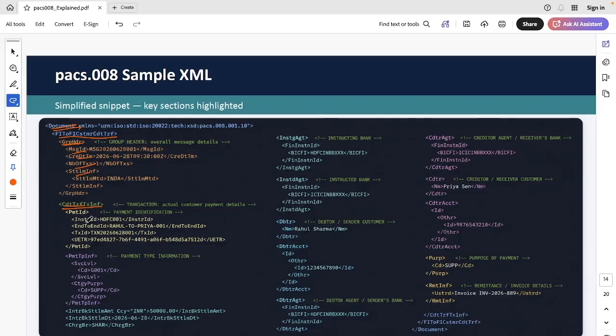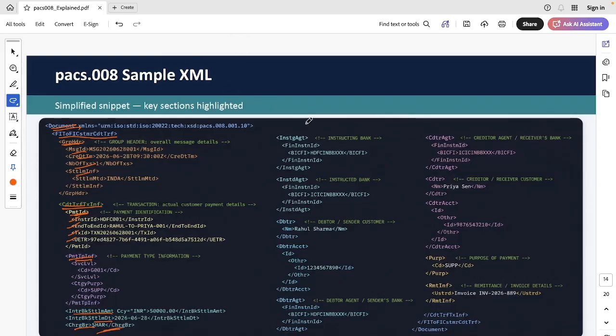Inside this, the first payment block is your payment ID or payment identification. Here we see the instruction ID, end-to-end ID, UETR, transaction ID. These are the references used to identify and track the payment. Then we have the payment type information. This tells the system what category the payment is. Next, we see amount and settlement details, like interbank settlement amount, settlement date, charge bearer. In simple words, this tells banks how much money is being settled on which date and who bears the charges.